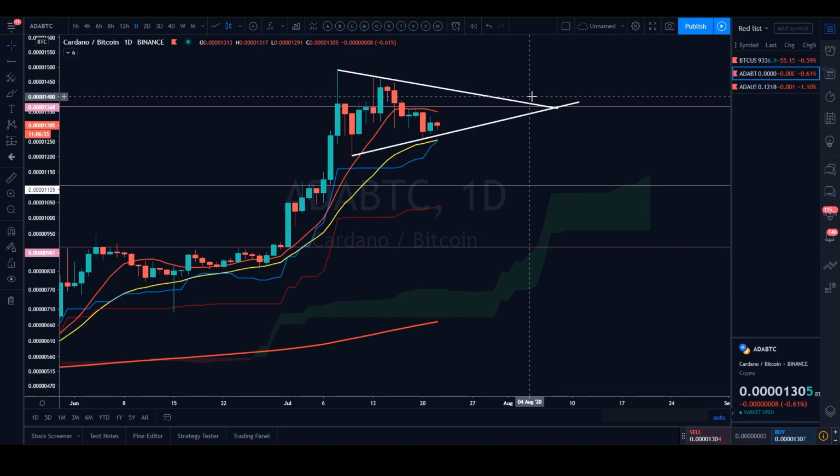Right now, what are your thoughts? Usually I notice that every time Bitcoin takes a massive leg to the upside or the downside, all of these other high market cap coins move with it as well.